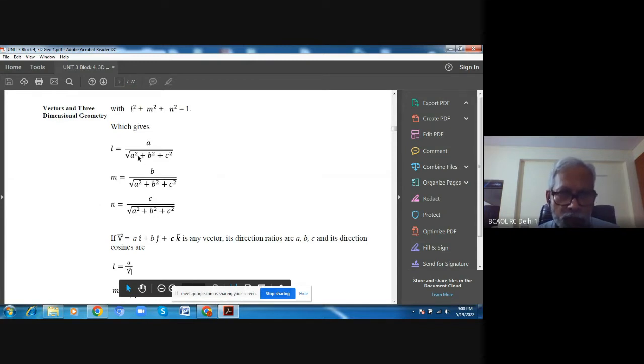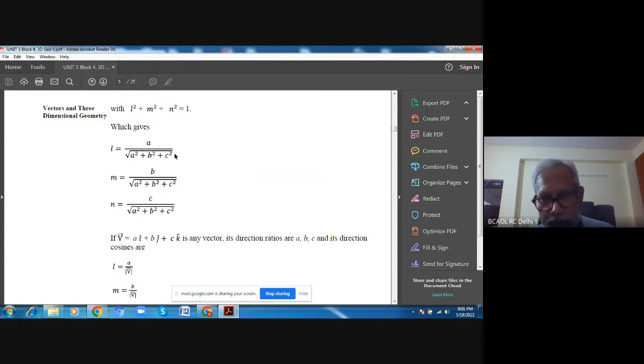l is equal to a over root of x square plus. Suppose there are 3 points, or 2 points, or maybe 1 point, the same formula will come. No problem. Under the root it will be the sum of squares, and on top the respective values a, b, c. It may be x, y, z, it may be x2 minus x1, y2 minus y1, anything, but your a remains the same.